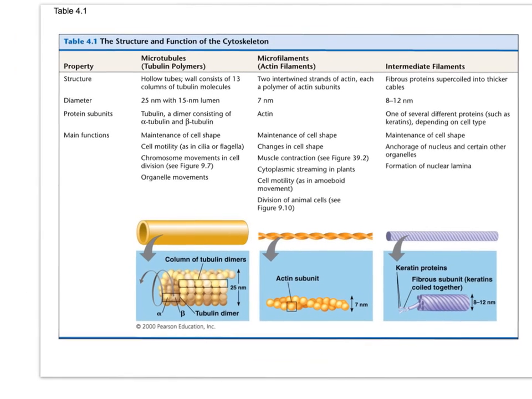This table is very important. It gives you everything that you really need. Okay? The structure of microtubules is a hollow tube. That's why it's a tubule. It's a hollow tube composed of tubulin subunits. So tubulin's a protein. There's alpha and beta ones. And they link together to form this helical tube that's hollow. Okay?